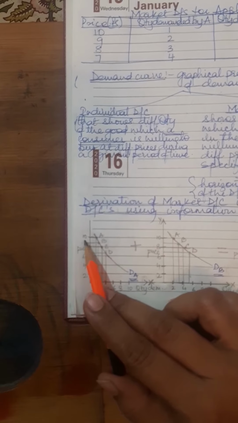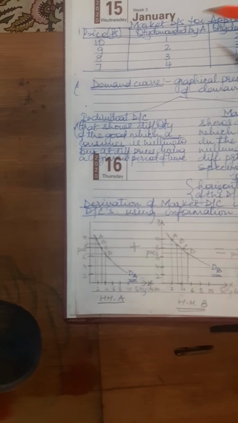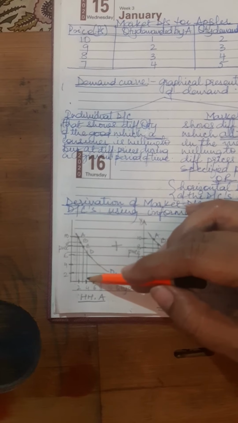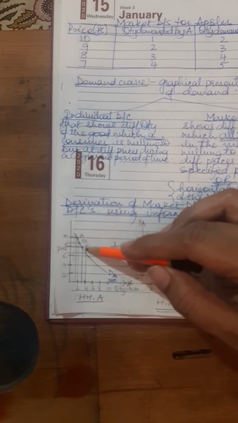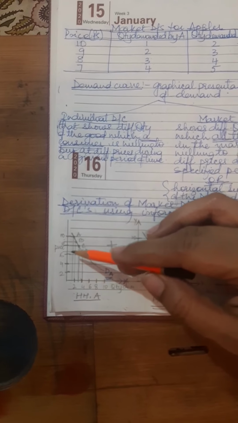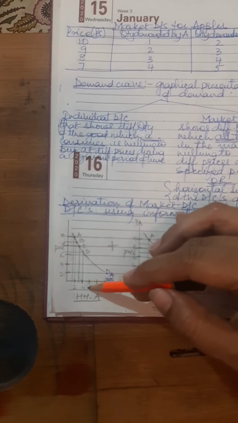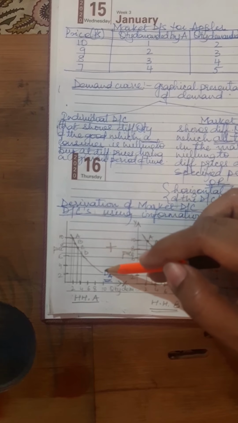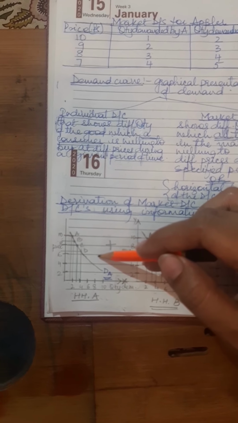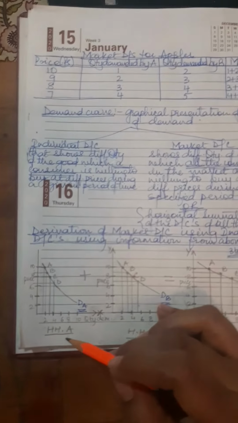At point A, the price is 10, and at price 10 the quantity demanded of apples is 1, as you can see above in this schedule. Then when the price is 9, the quantity demanded is 2. At point C, when the price is 8, the quantity demanded is 3. And at point D, when the price is 7, the quantity demanded is 4. So if you join all these points, it will form a curve which is known as the demand curve for consumer A. Household A, HHA here, means consumer A.